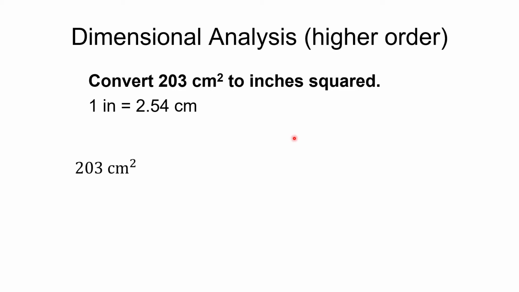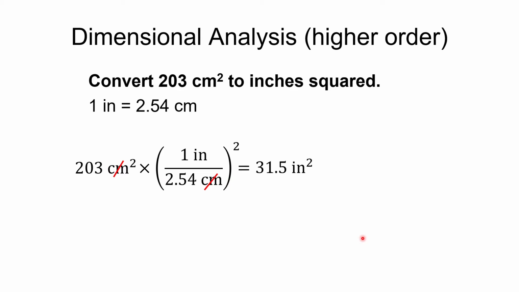And so here is how I would write this. So I've got 203 centimeters squared. And if we multiply by 1 over 2.54, but we square the conversion factor, that will take care of squaring the units. When you have your conversion factor inside the parentheses, you're going to square all of the numbers and all of the units. So we'll have 1 squared, inch squared, 2.54 squared. It's important to remember that. And centimeters squared. And then the centimeters will cancel out, and we will end up with our answer, which comes out to 31.5 inches squared.